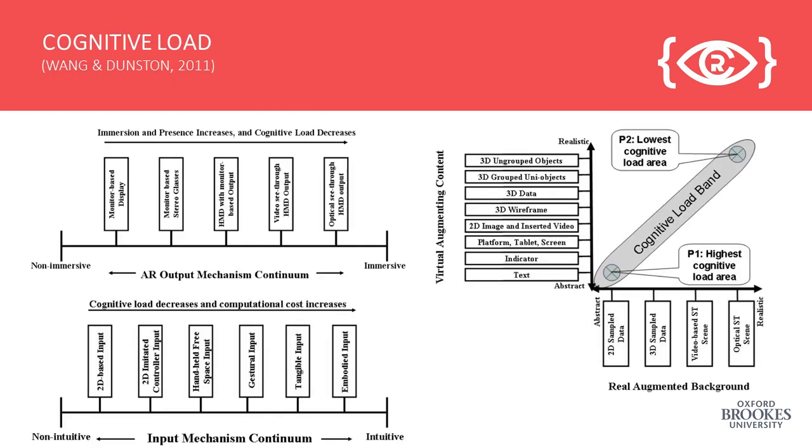Yeah, an interesting distinction again here, focusing more on cognition, is the cognitive load model from Wang and Dunston, where they look at different output mechanisms, a continuum from non-immersive to immersive, and an input mechanisms continuum that is from non-intuitive to intuitive, so from real-world manipulation to supplemented manipulation. And you can predict from there some sort of cognitive load level. If you use awkward interaction mechanisms with awkward visualizations, it's probably more difficult than if you use direct mapping and natural interaction in an environment that you already know anyway.